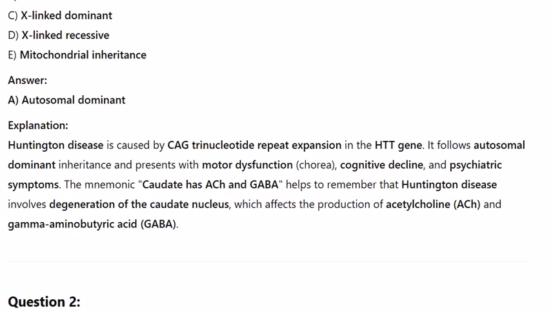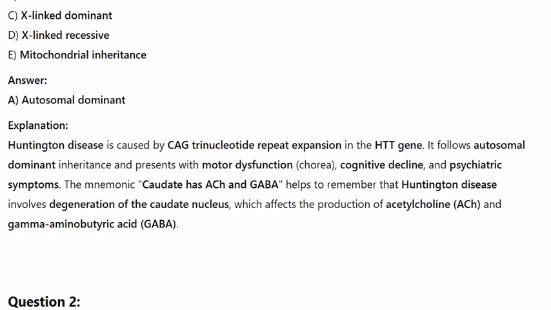Explanation: Huntington disease is caused by CAG trinucleotide repeat expansion in the HTT gene. It follows autosomal dominant inheritance and presents with motor dysfunction, chorea, cognitive decline, and psychiatric symptoms. The mnemonic, caudate has ACH and GABA, helps to remember that Huntington disease involves degeneration of the caudate nucleus, which affects the production of acetylcholine, ACH, and gamma-aminobutyric acid, GABA.